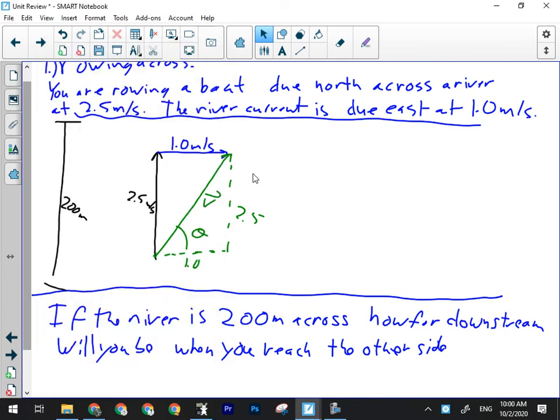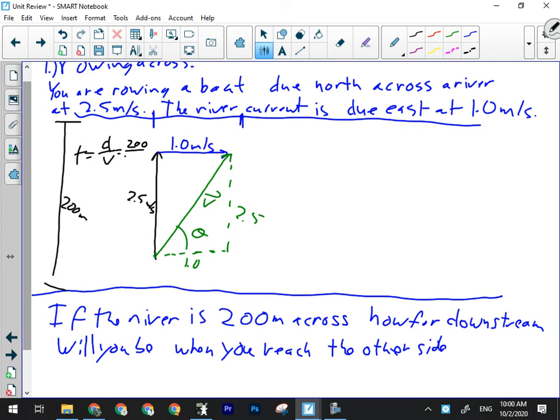All right, so that's something that actually wasn't written in here, but something that you could be asked. For this part, if the river's 200 meters across, how far downstream will you be when you reach the other side? It's actually looking for the horizontal distance, or the downstream distance. I have the across stream distance and the across stream velocity. What can I find with those two things? Time. Yeah, just like a projectile motion question. This is two-dimensional motion.